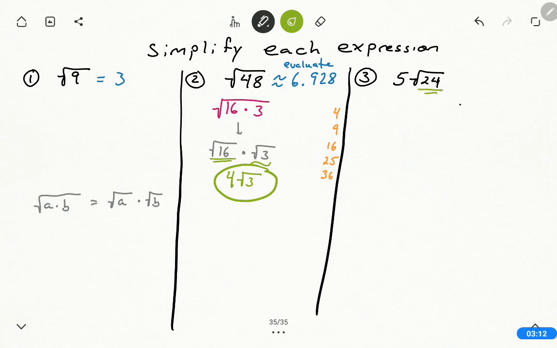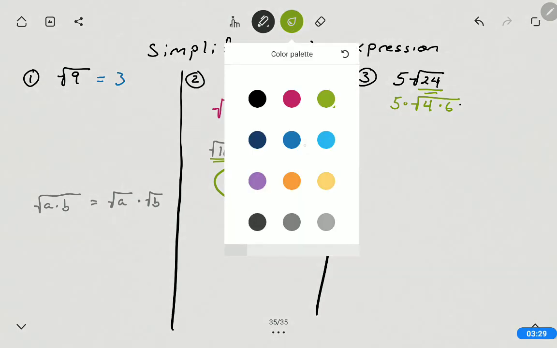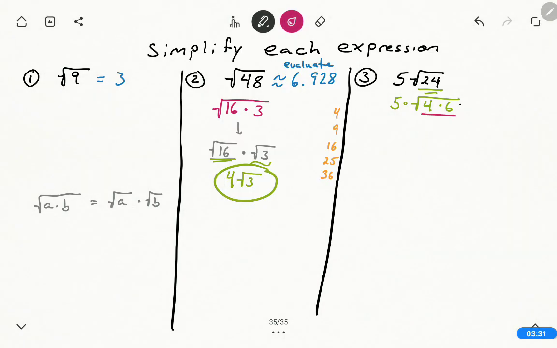What's the biggest perfect square that goes into 24? The answer to that is 4. 4 times 6 is what 24 will be broken into. We also have our 5 out in front. According to the property with radicals, if we have two things multiplied underneath, we can write it as two separate radicals. So the square root of 4 times the square root of 6.